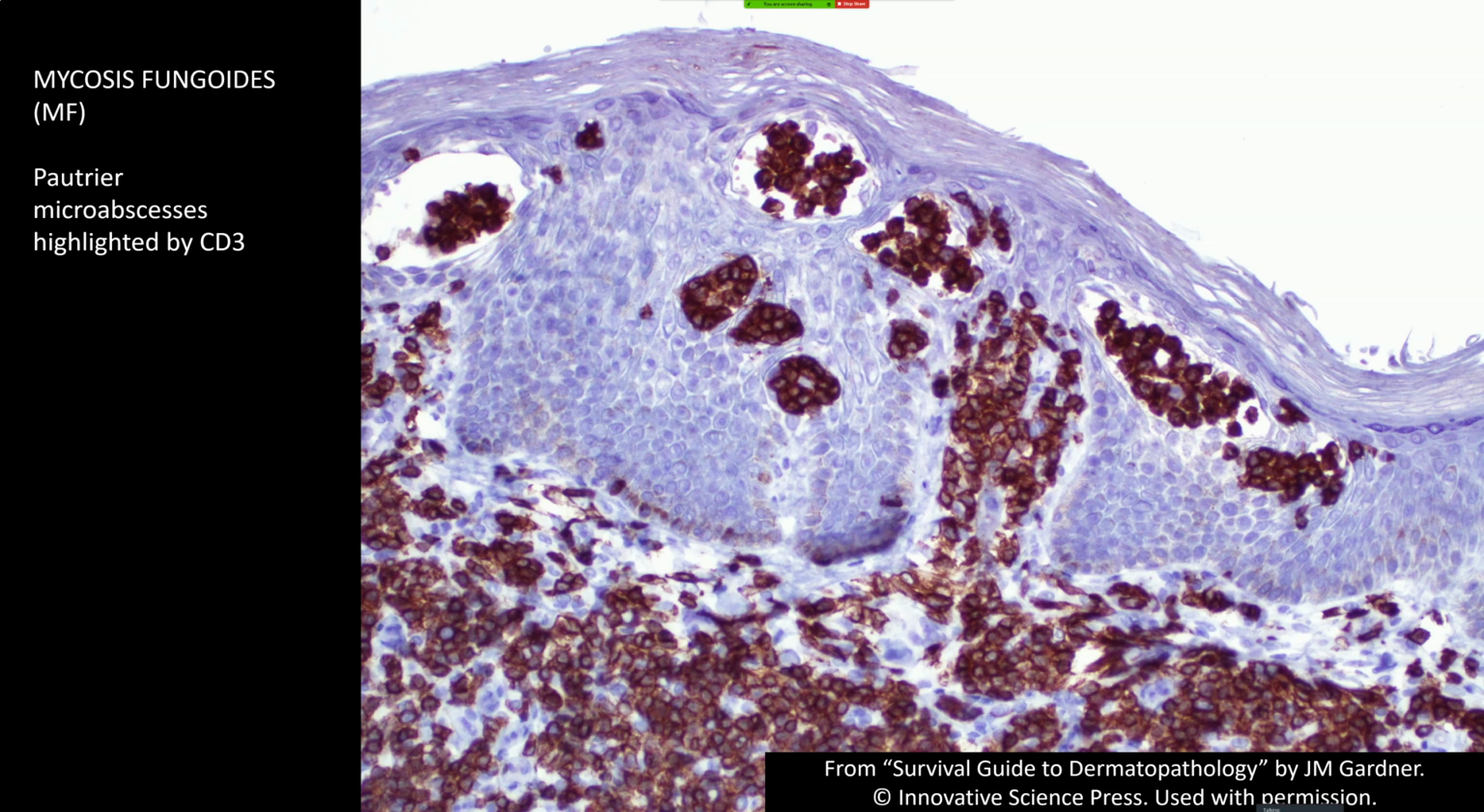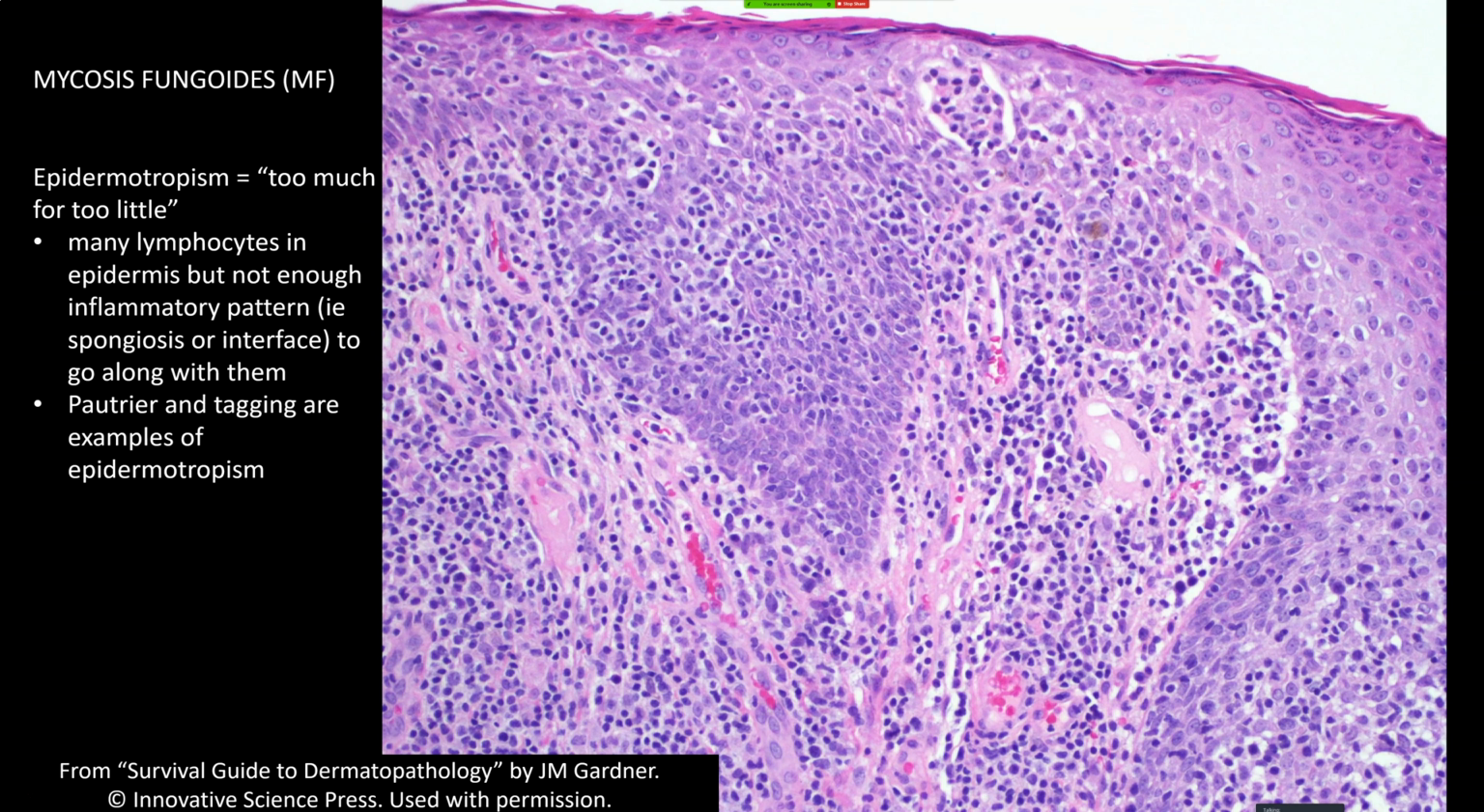Okay, so those are Pautrier microabscesses. And here's another case where you can just see really striking epidermotropism. Not only do we have Pautrier microabscesses, but lots and lots of lymphocytes trickling all the way up into the epidermis here. And these have a bit more cytoplasm than you would normally expect in lymphocytes, which can be confusing because you could look at those and think, are those melanocytes? Are they Langerhans cells? And again, immunostains will solve that. But I have seen cases occasionally where it can trick you at first glance, especially when you're starting out.